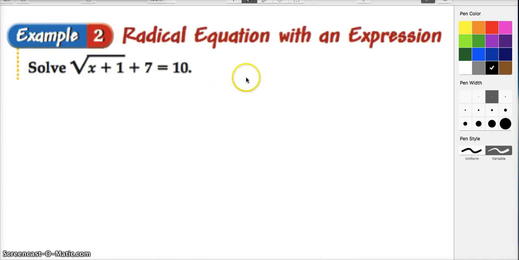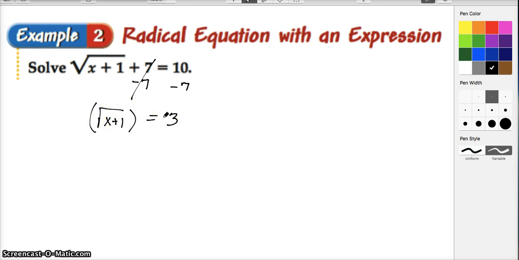So here's another radical equation with an expression. Here we have the expression, the square root of x plus 1, plus 7 equals 10, and we need to solve for x. What you do when you have a radical equation, the first thing you want to do is isolate the radical. So we're going to do that by subtracting 7 on both sides. When I do that, I'm left with this. The square root of x plus 1 is equal to 3.